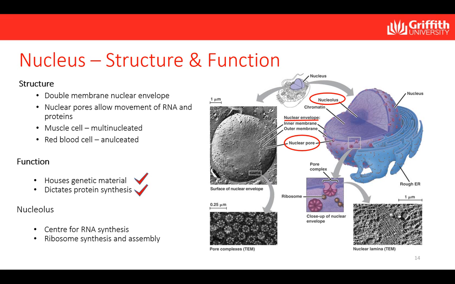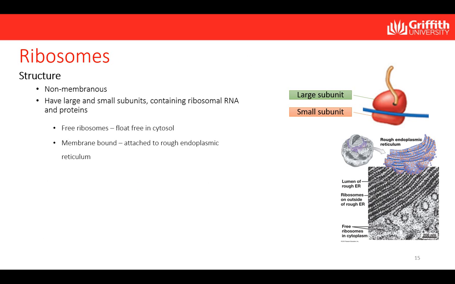The nucleolus is a small spherical structure within the nucleus and is responsible for RNA synthesis and ribosome synthesis and assembly. Ribosomes are non-membranous organelles that have a large and a small subunit that fit together and are composed of proteins and a variety of RNAs, called ribosomal RNA.